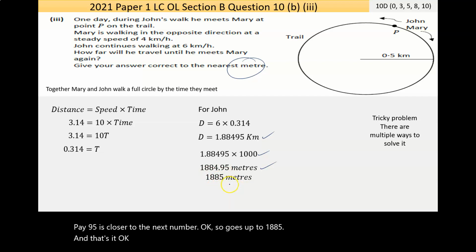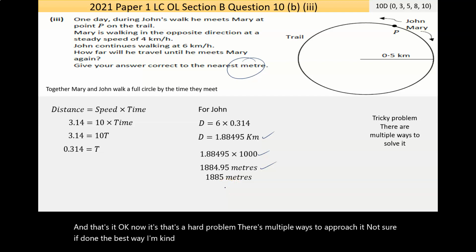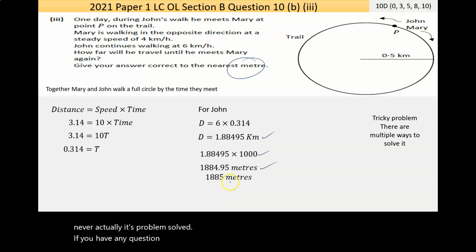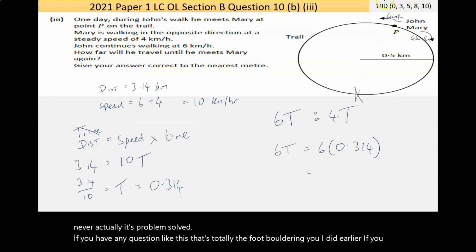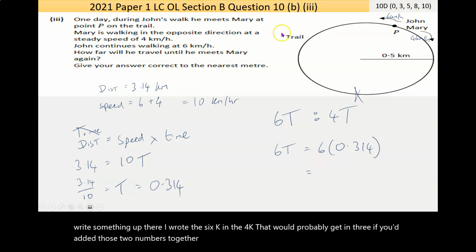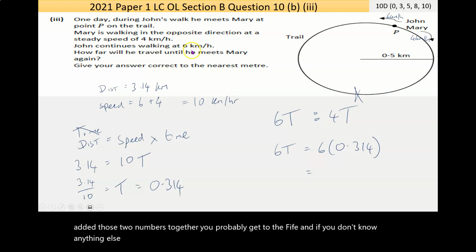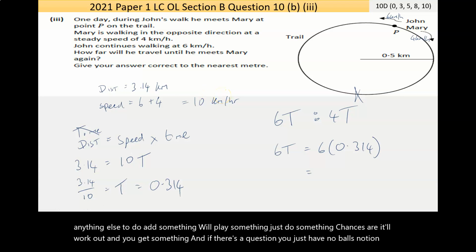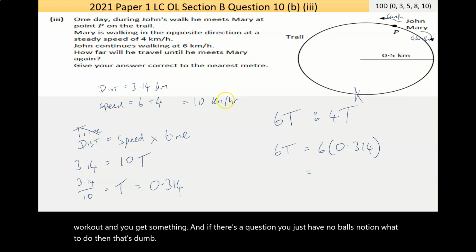Now, that's a hard problem. There's multiple ways to approach it. I'm not sure if I've done the best way. I'm kind of relying on the marking scheme a little bit, and I never actually had to problem solve it. If you're hitting a question like this that's totally befuddling you, like I did earlier, if you write something up there, I wrote the 6K and the 4K, that'll probably get you to 3. If you'd added those two numbers together, you'd probably get to the 5. If you don't know anything else to do, add them. Add something, multiply something, just do something. Chances are it'll work out and you get something. If there's a question where you have no notion what to do, that's good. It's better than nothing.